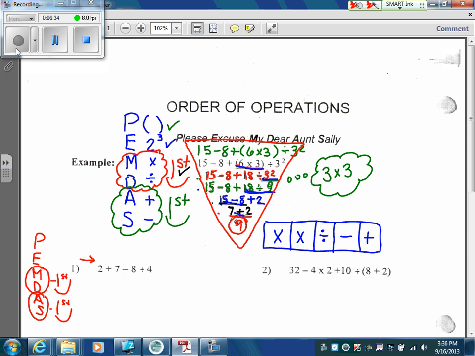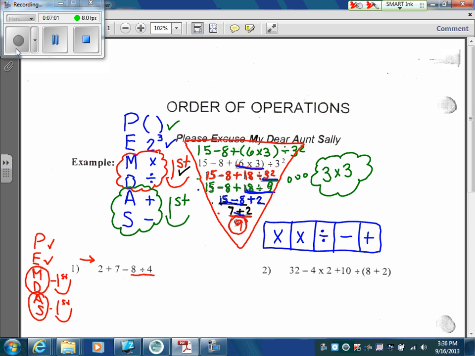I know it's order of operations because I see a plus, a minus, and a division. Those are multiple operations, so I need to use my order. I look left to right. I don't see any parentheses, so I'm moving on. Left to right, I don't see any exponents. Moving on. I look left to right and I see multiplication, division, whichever one I see first, and I'm going to stop because I see division here.